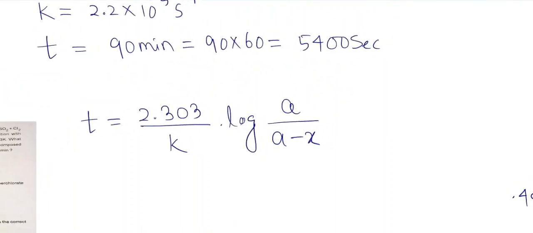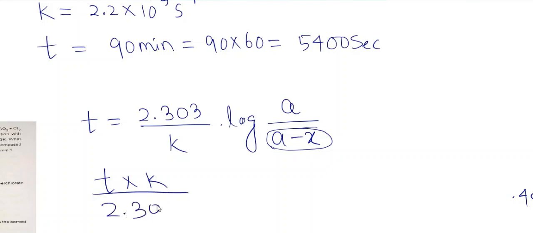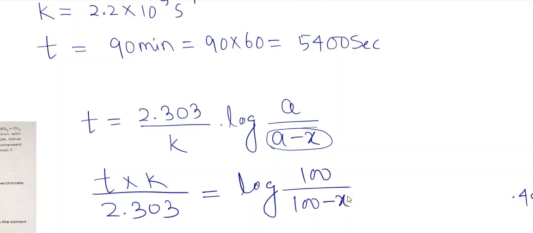We need the value of x. I will take the initial concentration A as 100. So t into K divided by 2.303, I will take all these terms to the left side, is equal to log of 100 divided by 100 minus x. With the initial concentration as 100, we will get the final concentration.